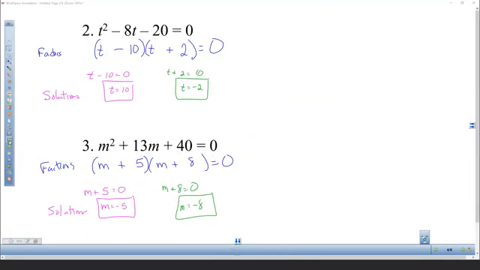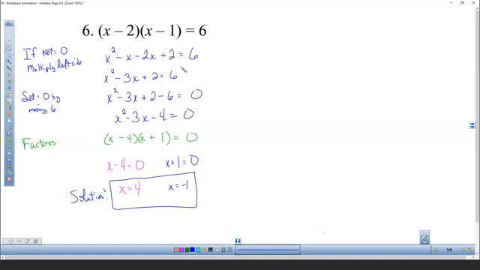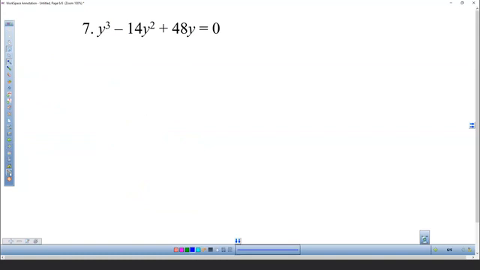And I'm going to start with this one. What's the highest power on t here? It's a 2, right? What's the highest power on m here? It's a 2. What's the highest power on number 4 here, on x? It's a 2. What's the highest power on this one? It's a 2. This one we had to multiply out, and the highest power was a 2. What's the highest power on number 7? Is it a 2? It's not. It's a 3.